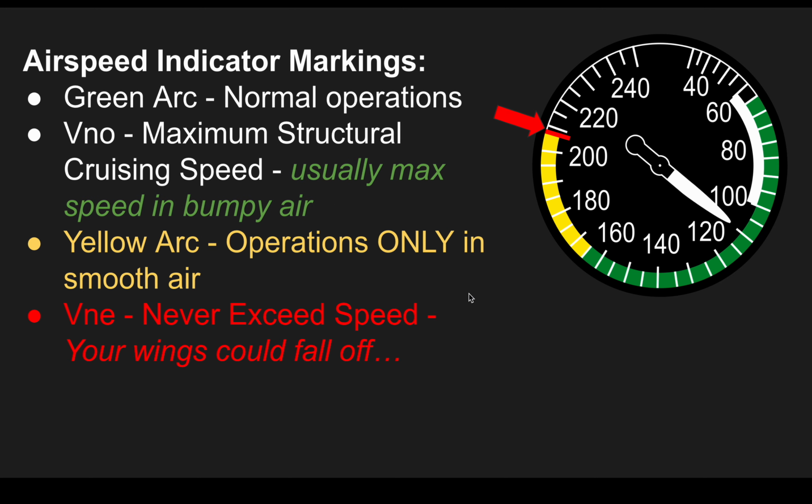VNE is the never exceed speed. Your wings could fall off, so let's not exceed that one. Of course, it could bend the frame. It could do other things too. But VNE is the never exceed. It's the maximum speed for that aircraft.